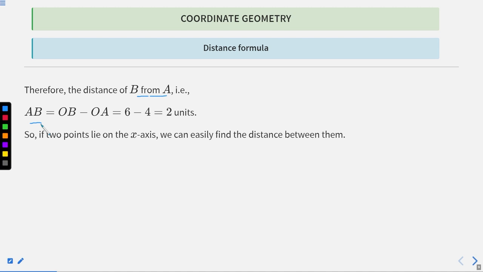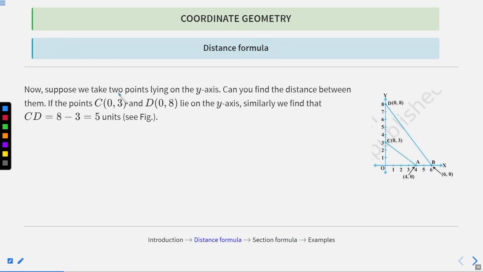Okay, so now suppose we take 2 points lying on the y-axis. You know any point on the y-axis is of the form 0 comma y. So here we can take points 0 comma 3 and 0 comma 8. Can we find the distance between them? So the point C is 0 comma 3 and D is 0 comma 8.